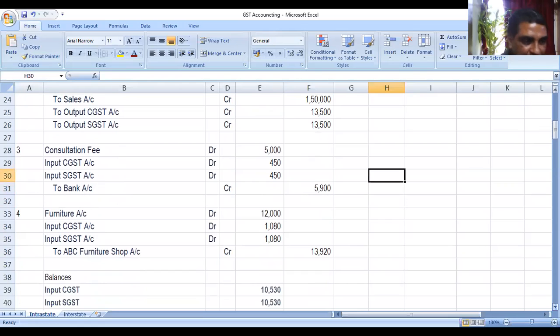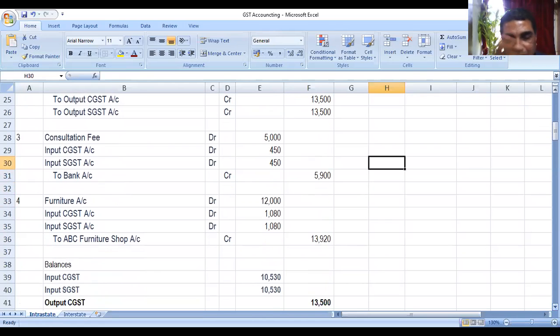Is it clear? Next, the question says furniture is also purchased. Furniture is a capital asset. ITC is also available on capital assets. So when the asset is created, furniture account is debit. Input CGST account, 9% of that, 1,080. Input SGST account, 9% of that, 1,080. These are the amounts which are debited. I am crediting the furniture shop the entire amount, 13,920. So this much is the liability, 13,920. This has to be paid to the furniture shop. Have you understood these transactions?